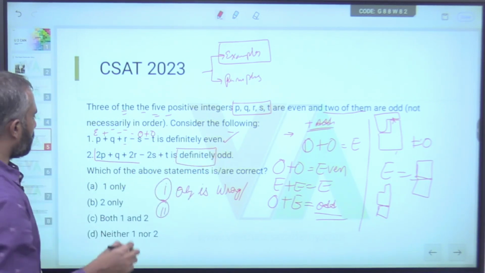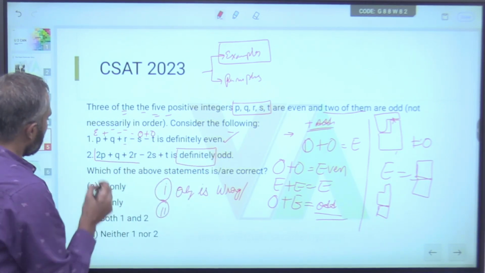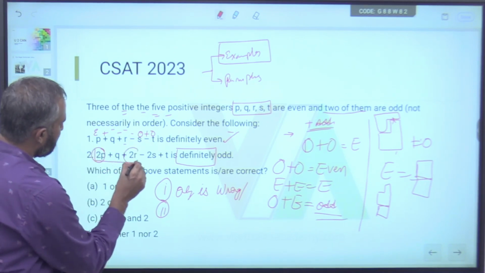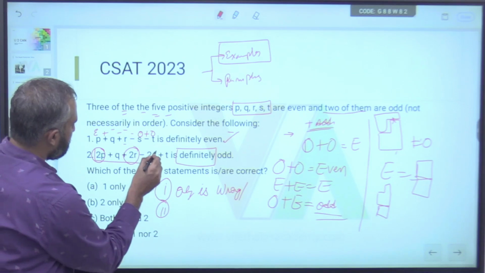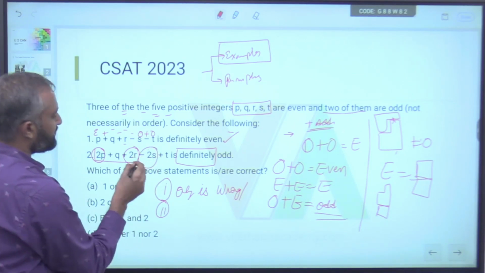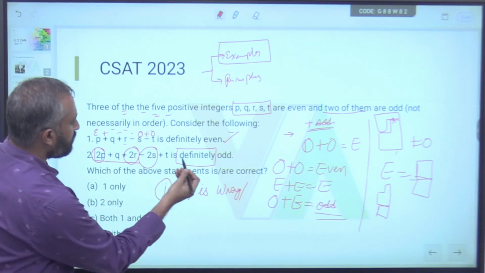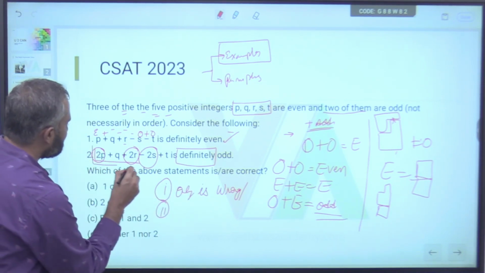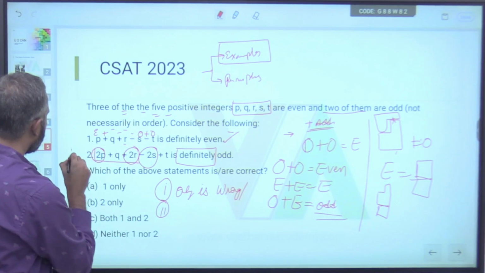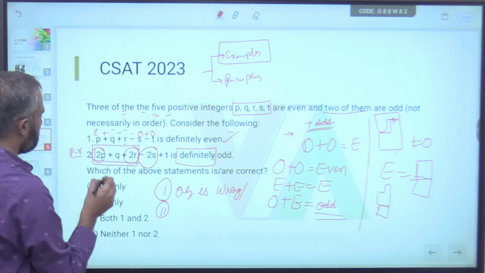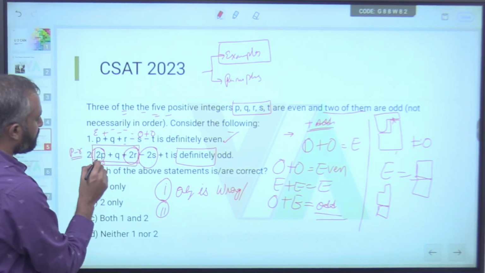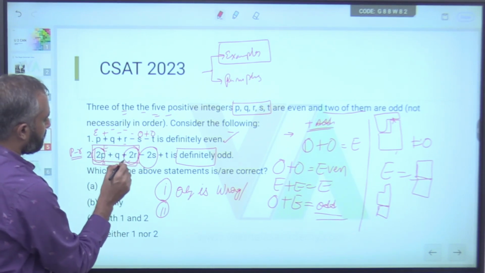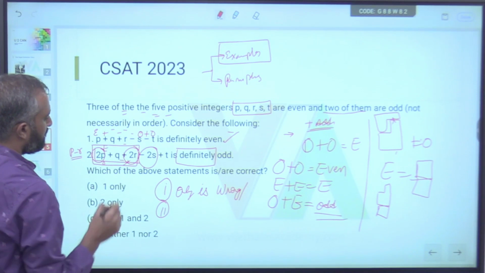Okay. Now, for this to be proven even, we know that 2p will always be even, and 2s will always be even. So, in order to prove that this will be even, I will see that p and r are allotted odd numbers. So, even though this is odd, 2p becomes even. Even though r is odd, I will take this as even.